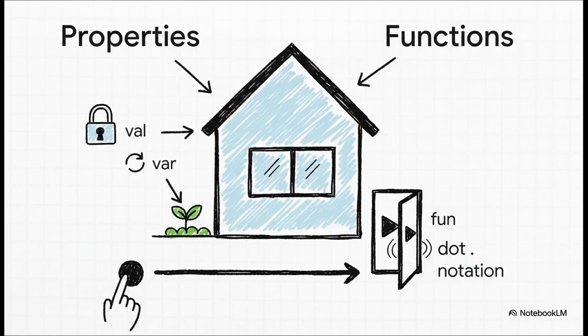Okay, so once your object is built, it really has 2 main parts. It's got properties, which is its data. You use val for things that never change, kind of like writing in permanent marker, and var for things that can change, like writing on a whiteboard. And then it has member functions, which are all the actions it can do. You get to both of them using that simple dot, like person.name or house.updateColor.